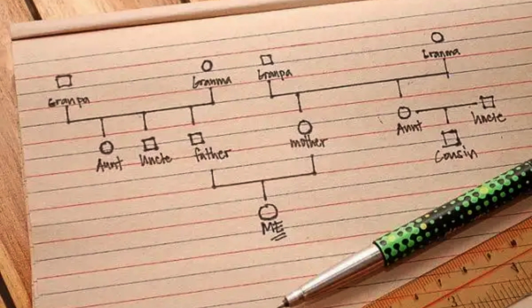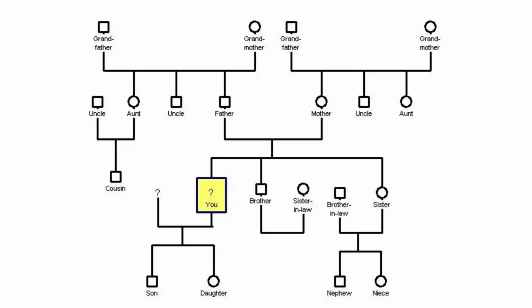Steps to create a genogram. You create a genogram in 3 basic steps. General description of family structure. Gathering basic information about a person's family. Description of family relationships. The structure of the family is the first and most important stage.